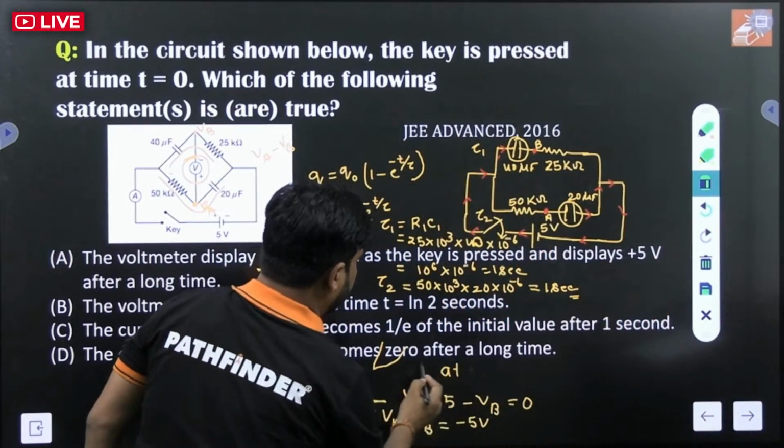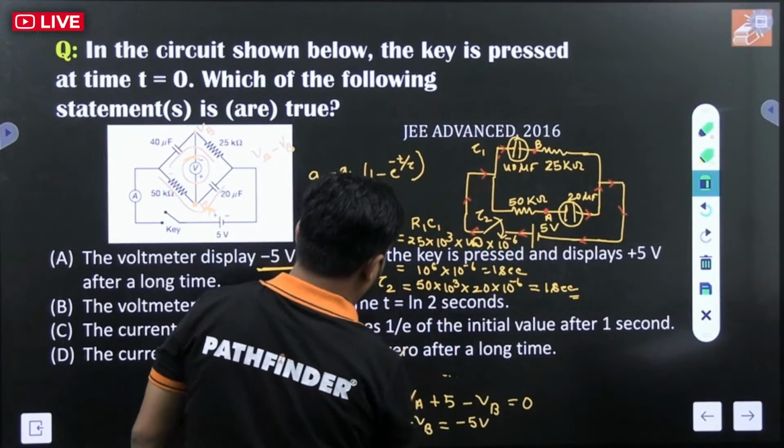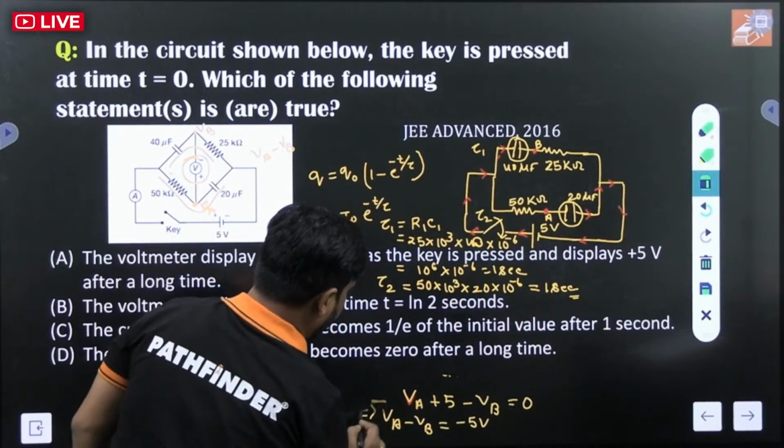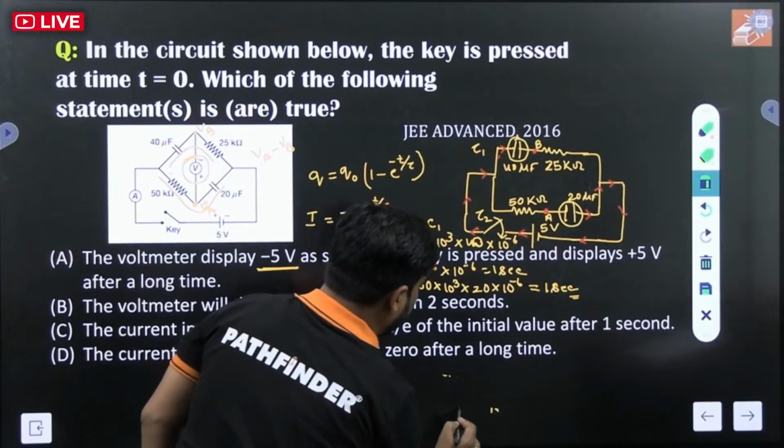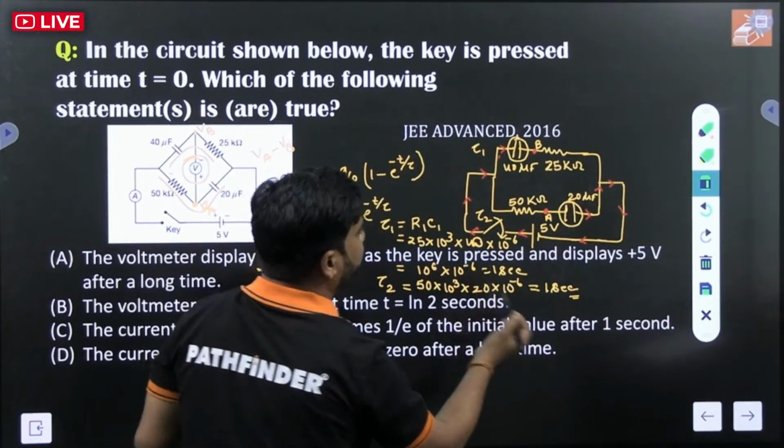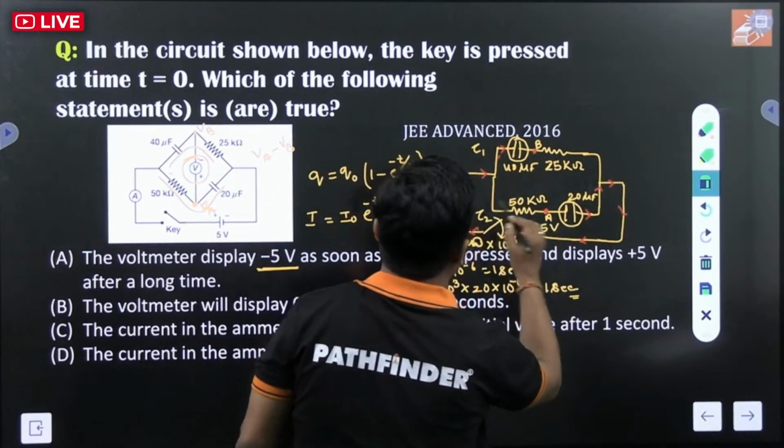So let's move to this next section. I hope this part is clear. So I'm moving to the next part. So VA minus VB, we are getting it as minus 5 volt. Next, see, next how to proceed.